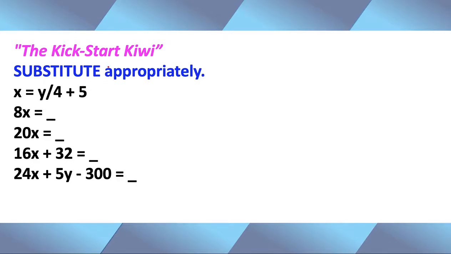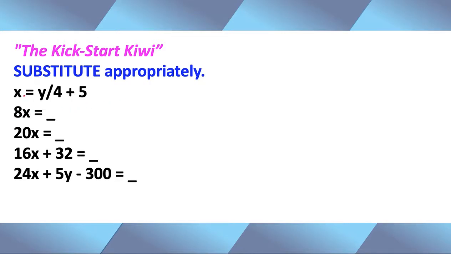We're going to substitute appropriately. So we have x equals y divided by 4 plus 5. We need to find 8x, 20x, 16x plus 32, and then 24x plus 5y minus 300. I think the notes say write it left to right with no spaces, or the y value goes first. You'll see as I go along here.